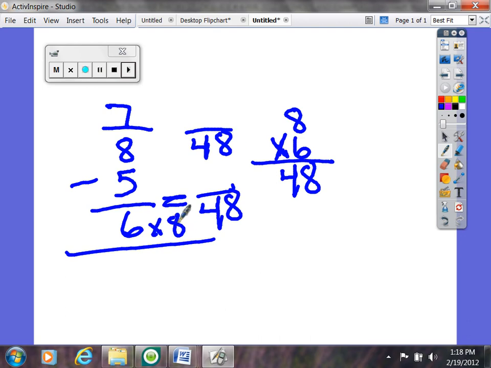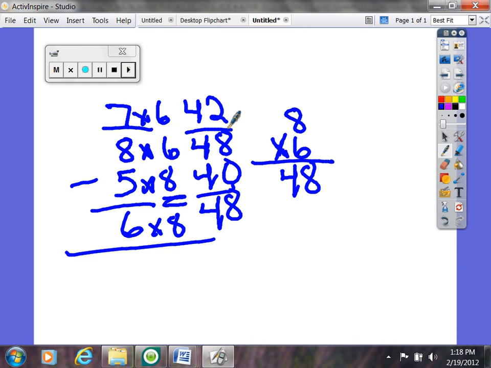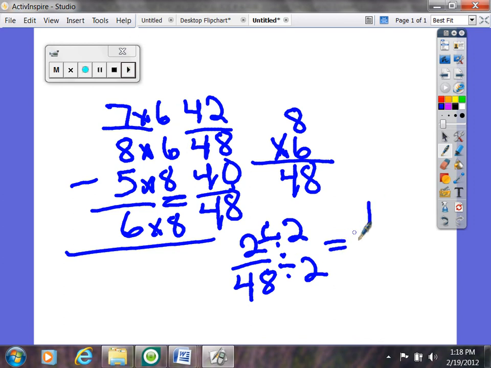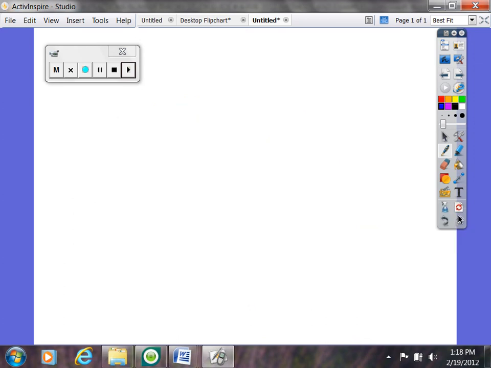6 times 8 is 48. 5 times 8 is 40. 8 times 6 is 48. 7 times 6 is 42. Now I've got 42 minus 40 is 2/48ths. I've just got to simplify by finding a common factor. 2 divided by 2 is 1. 48 divided by 2 is 24. And I got the same answer. No problem at all. All right, but there's going to be times when you want to multiply them together.